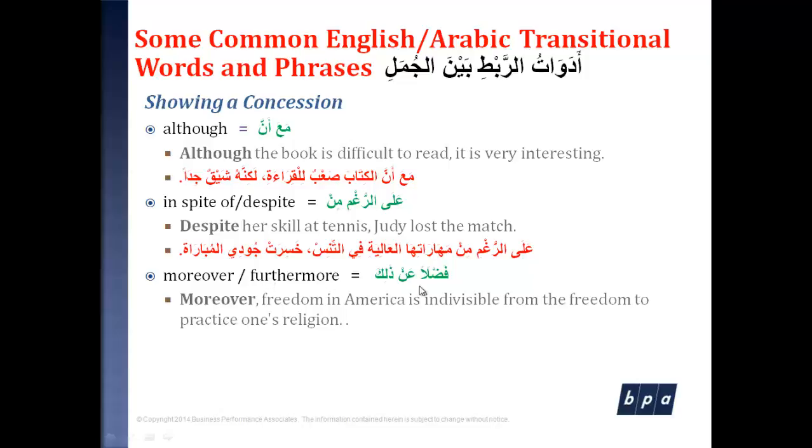Moreover, furthermore, فضلا عن ذلك. Moreover, freedom in America is indivisible from the freedom to practice one's religion. Just an example for how the word is used both in Arabic and English.